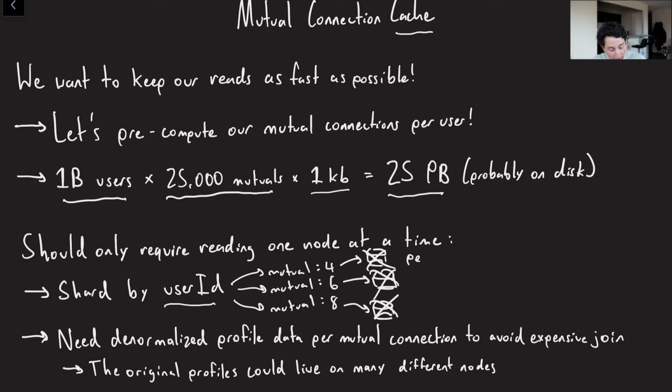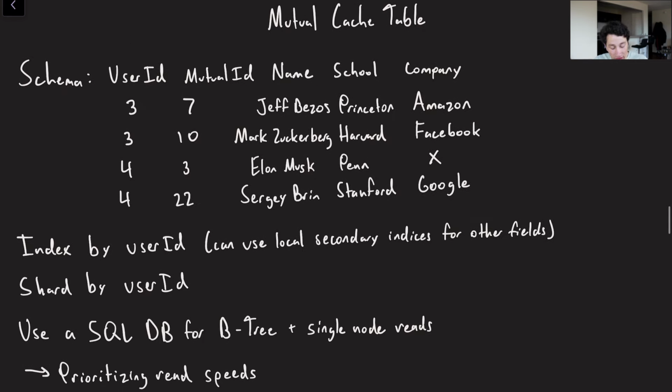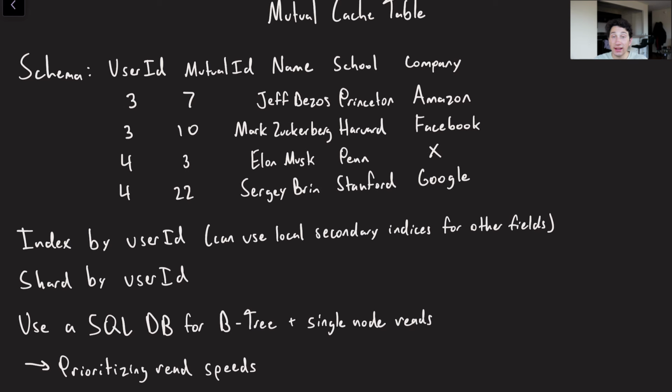We've got person A, who went to school A, and works at company A, and so on and so on, and denormalize that quite a bit. So of course, that is going to complicate things too. So let's actually look at how our mutual cache table might look. I started to touch upon this a second ago. So ideally, we've got the following schema. We've got our user ID, right?